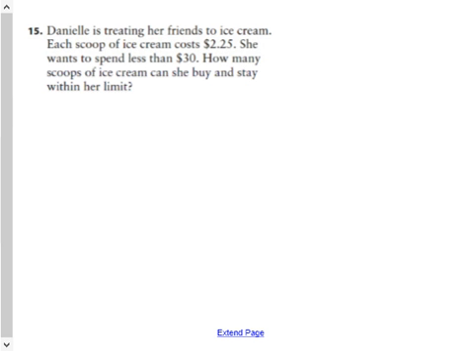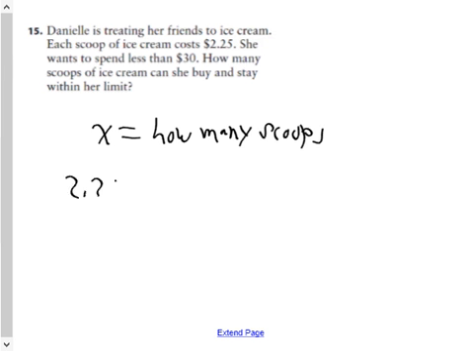Danielle is treating her friends to ice cream. Each scoop of ice cream costs $2.25. She wants to spend less than $30. How many scoops can she buy? So X is going to equal how many scoops? And at $2.25 each, 2.25 multiplied by the number of scoops will represent the cost. She wants this cost to be less than $30.